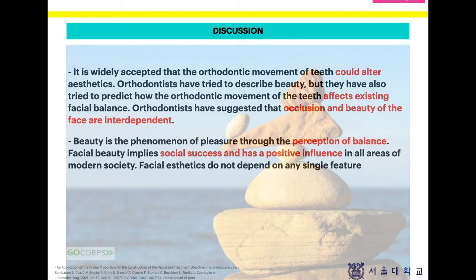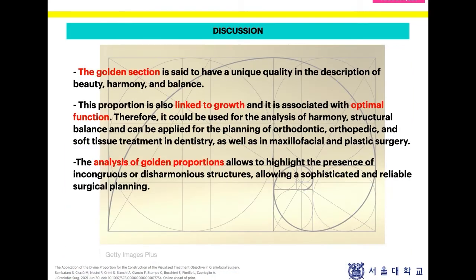Facial aesthetics do not depend on any single feature. The golden section is said to have a unique quality in the description of beauty, harmony, and balance. This proportion is also linked to growth, and it is associated with optical function. Hence, it could be used for the analysis of harmony and structural balance, and can be applied for planning of orthodontic, orthopedic, and soft tissue treatment in dentistry, as well as in maxillofacial plastic surgery.